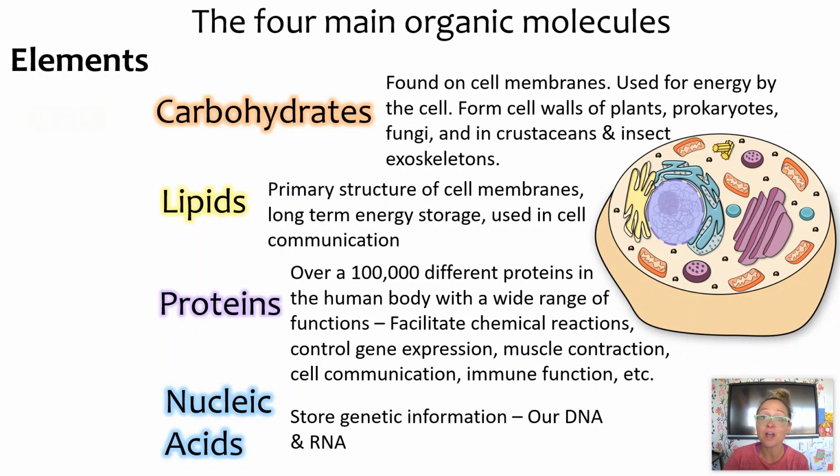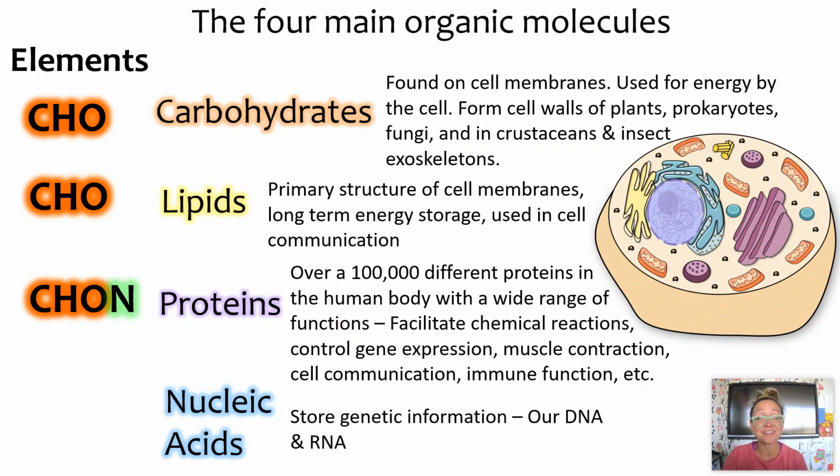So when we look at them, carbohydrates are composed of carbon, hydrogen, and oxygen. Lipids are carbon, hydrogen, oxygen. Proteins are carbon, hydrogen, oxygen, and nitrogen. And then nucleic acids are carbon, hydrogen, oxygen, nitrogen, and phosphorus.